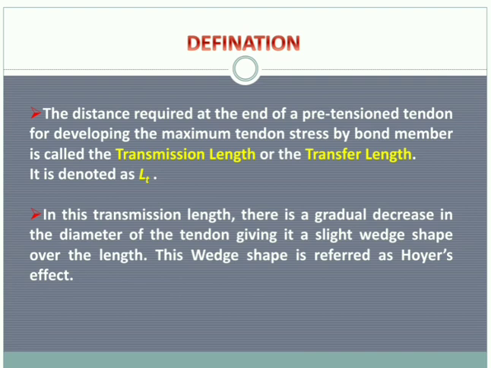Now, over the transmission length, there is a gradual decrease in the diameter of the tendons, giving it a slight wedge shape over the length. This wedge shape is referred to as Hoyer's effect. Hoyer was the scientist or civil engineer who did research in this field, and because of his research we are able to establish many conclusions. Hence the name Hoyer's effect has been used for this phenomenon where the tendon takes a slightly wedge shape.